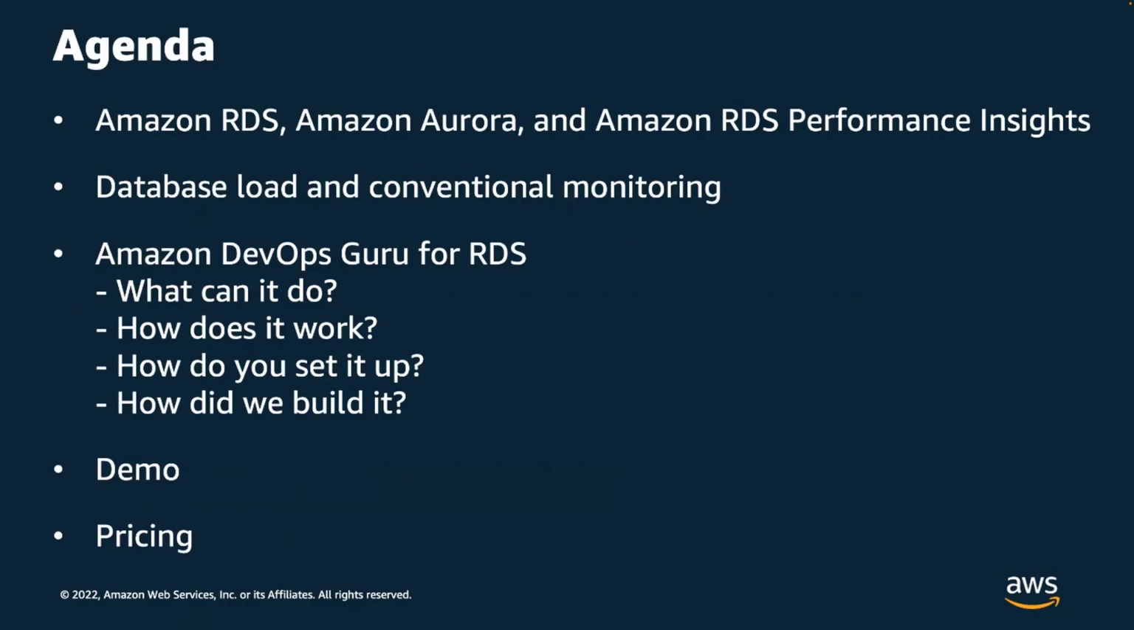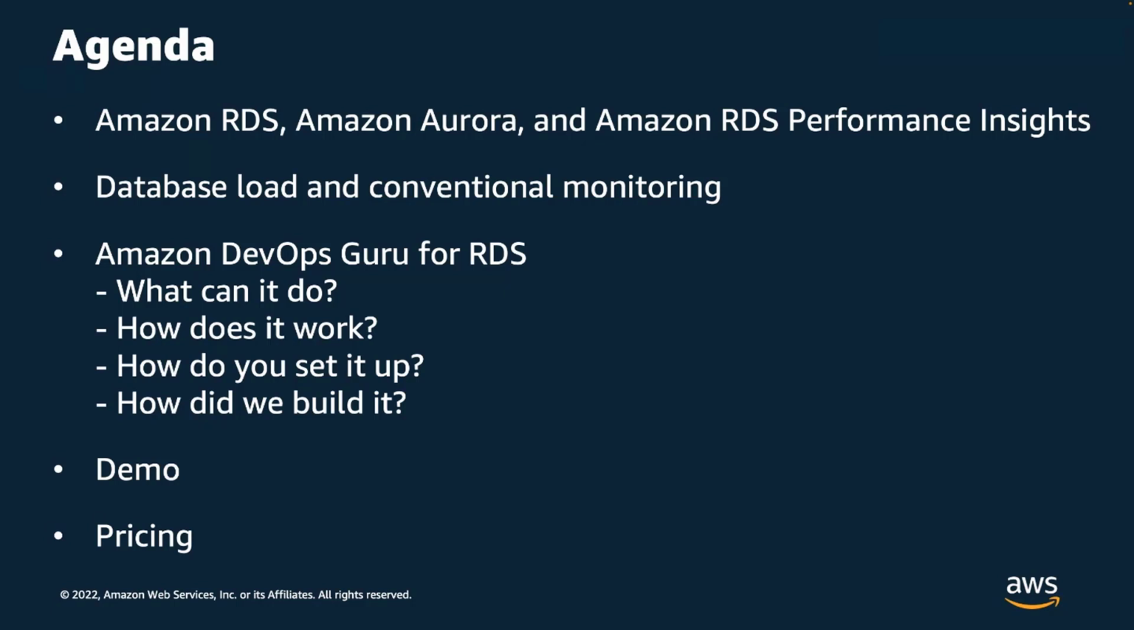Today, we are going to start out by setting some context by telling you about Amazon RDS in general, Amazon Aurora, and Performance Insights, which are foundational concepts and building blocks of DevOps Guru for RDS. Then we'll take some time to understand an important metric that we use called database load. We'll learn how it's derived and why it's important.